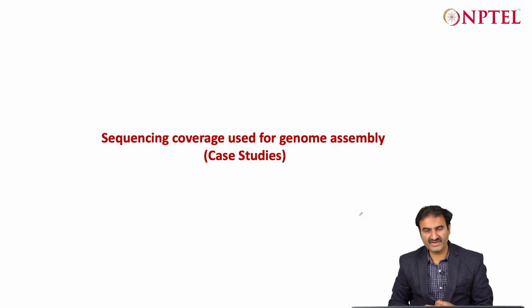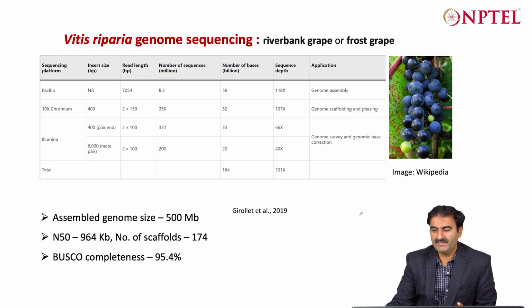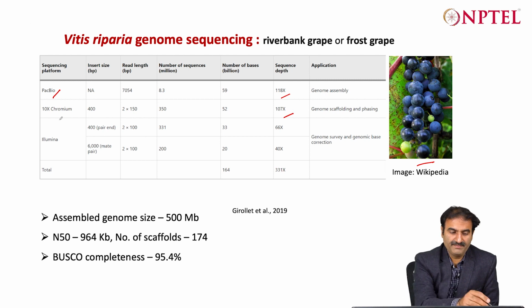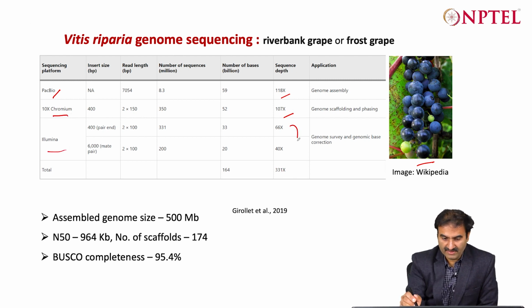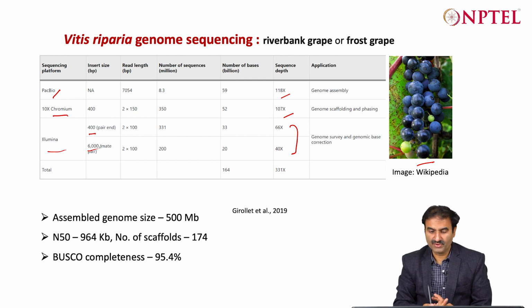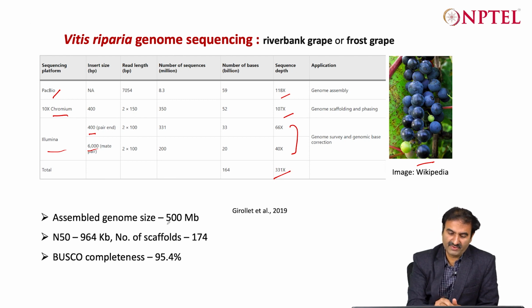Okay. So I will present some case studies just to give you a good idea. This is the genome of riverbank grape, which you may have seen. All the good or important genomes have mostly been attempted so far. They generated long reads by PacBio, which was 118x, very high. Then 10x linked reads, 10x Chromium, 107x Illumina, two different insert sizes, 406,000 mate pair sequence, 1640x, total 330x coverage of the genome. Okay, the genome size was only 500 MB.